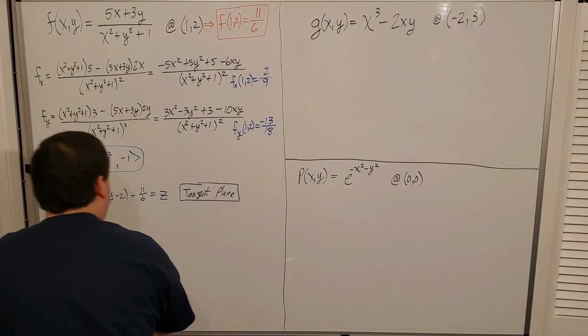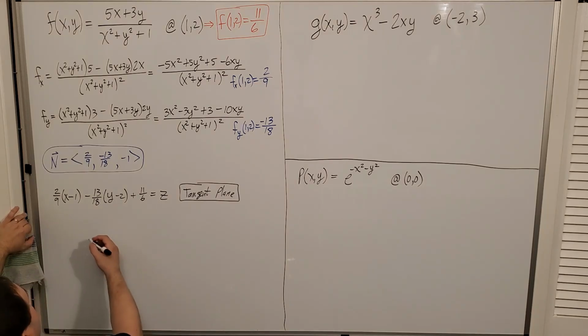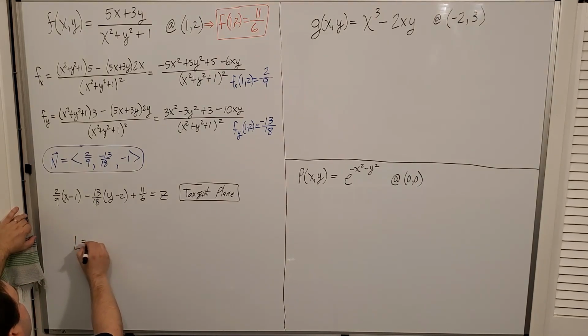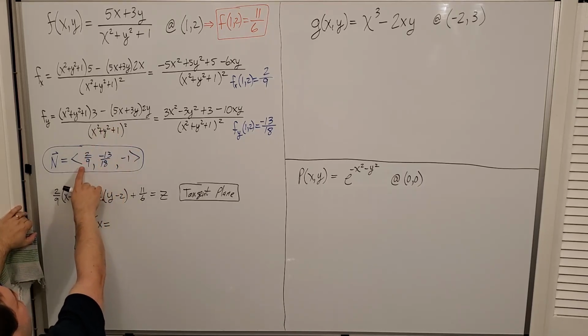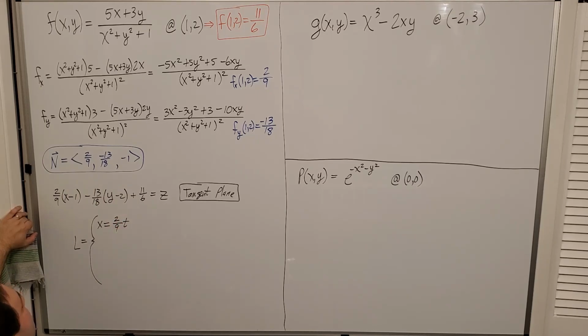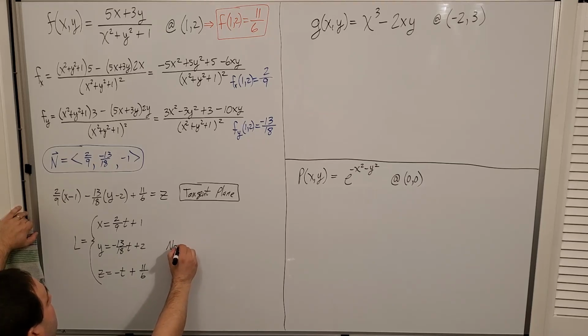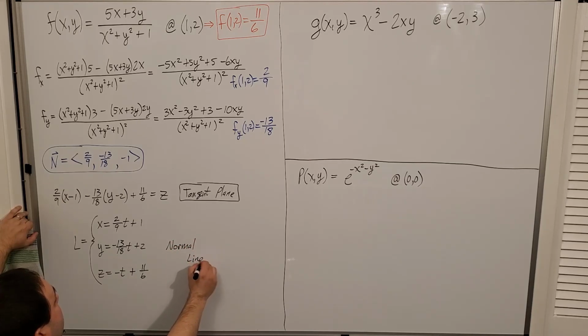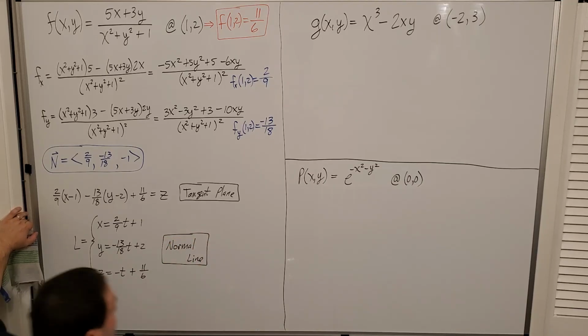Okay. Now the normal line. We'll call it L, I guess. x equals 2/9 t plus 1. y is negative 13/18 t plus 2. And then z is going to be negative t plus 11/6. This will be your normal line.